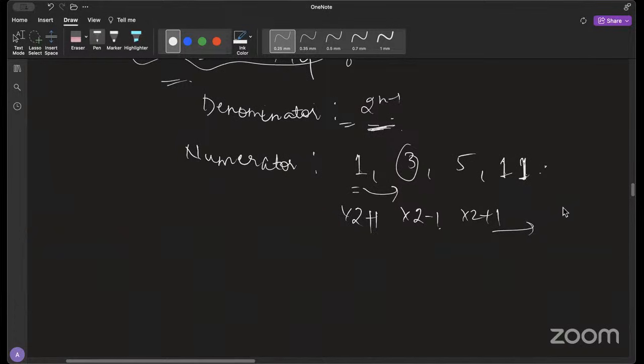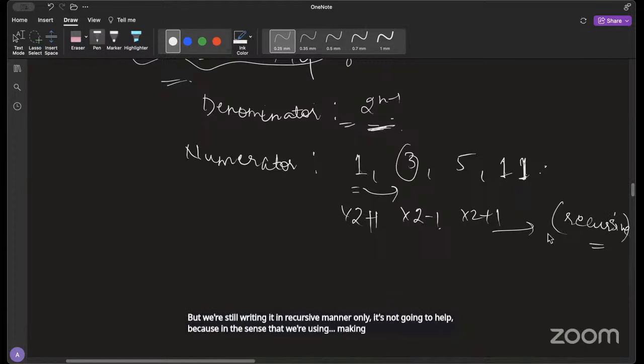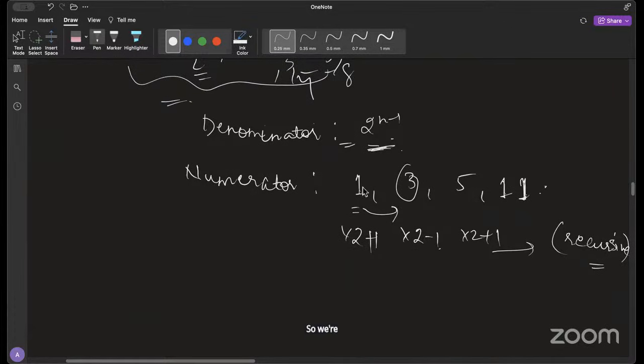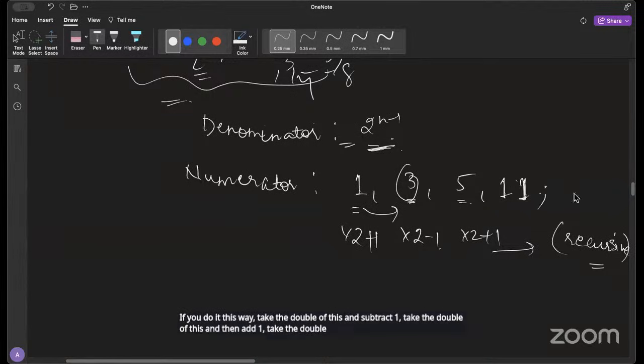But we're still writing it in a recursive manner only. It's not going to help. Recursive in the sense that we're making use of the last two terms, the previous term, to find the next term. Take the double of this and subtract 1. Take the double of this and then add 1. Take the double of this, that's the next numerator.